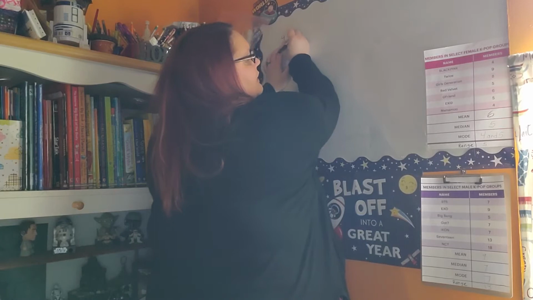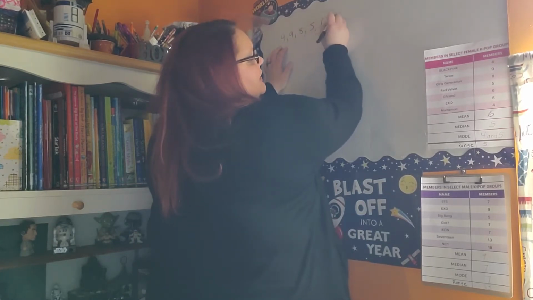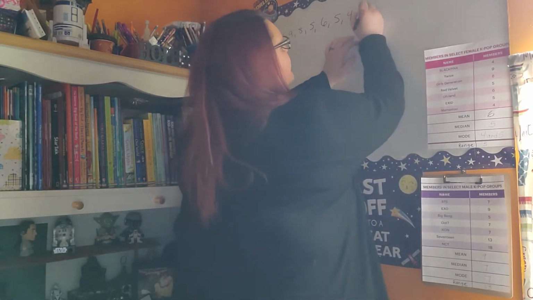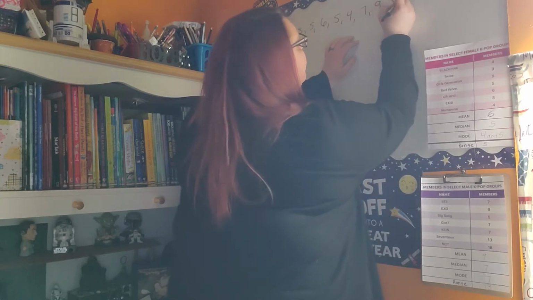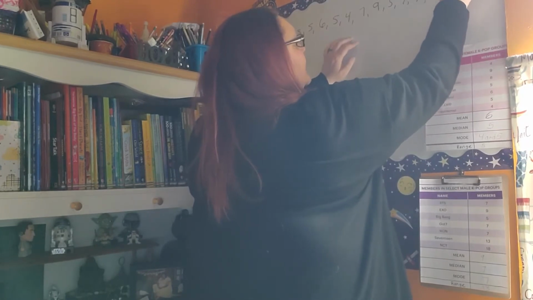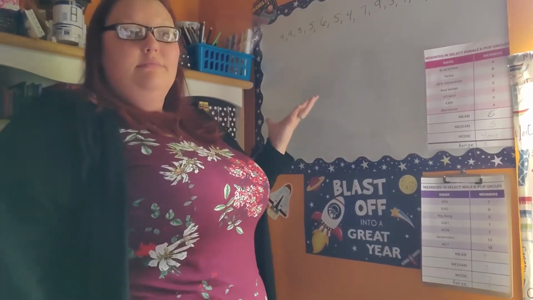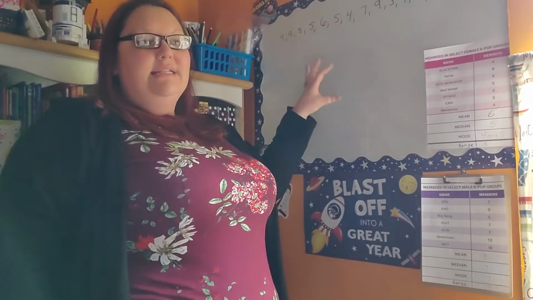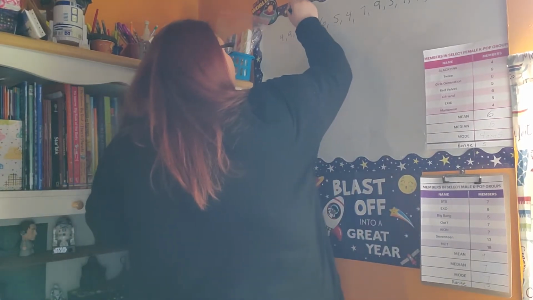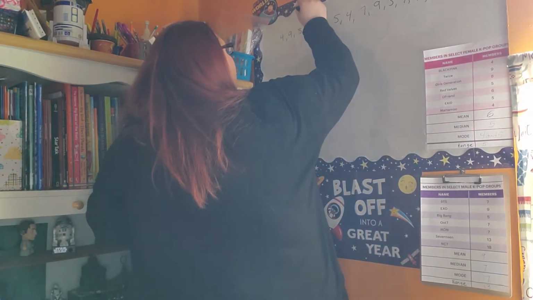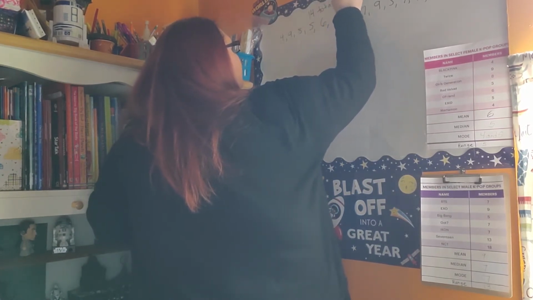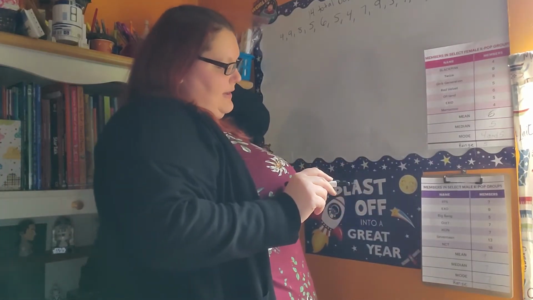So 9, 8, 5, 6, 5, 4. There's our girl bands. Our boy bands are 7, 9, 5, 7, 7, 13, and 18. Got a lot more data now, right? So how many do we have all together? If we had 7 here and 7 here, how much do we have all together? 14. Yeah, 14 total bands. So let's put that info up there so we don't forget, right?